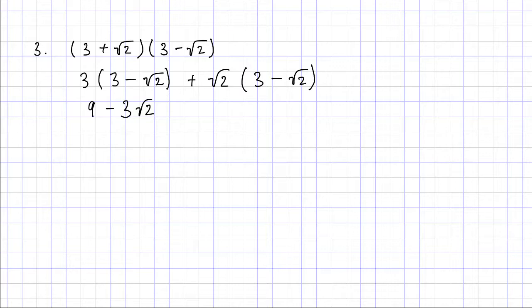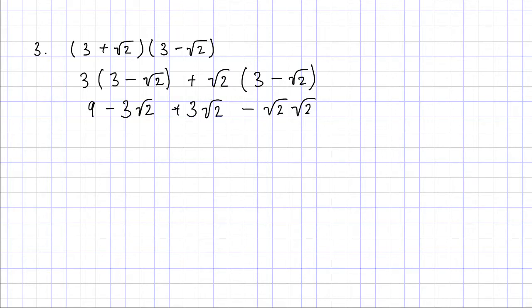Square root of 2 times 3 is 3 square root of 2. And square root of 2 times minus square root of 2 is minus square root of 2 times square root of 2. Okay, again I'm going to simplify things. Now the square root of 2 times square root of 2 is just 2. So I'm going to have minus 2 here. Minus 3 square root of 2 and add 3 square root of 2.